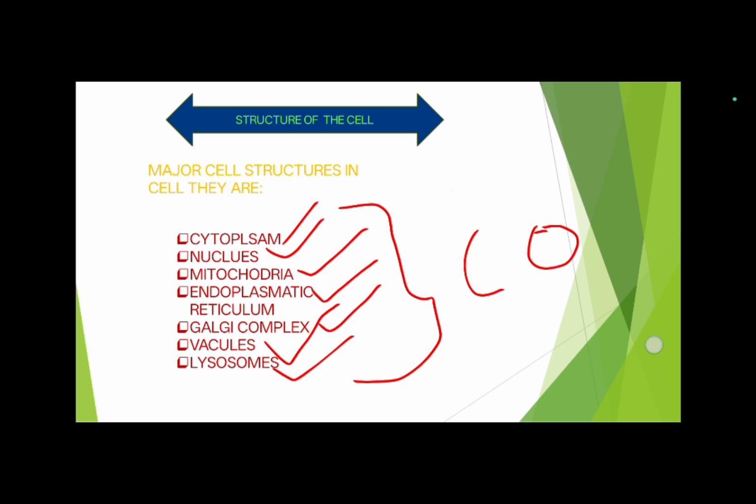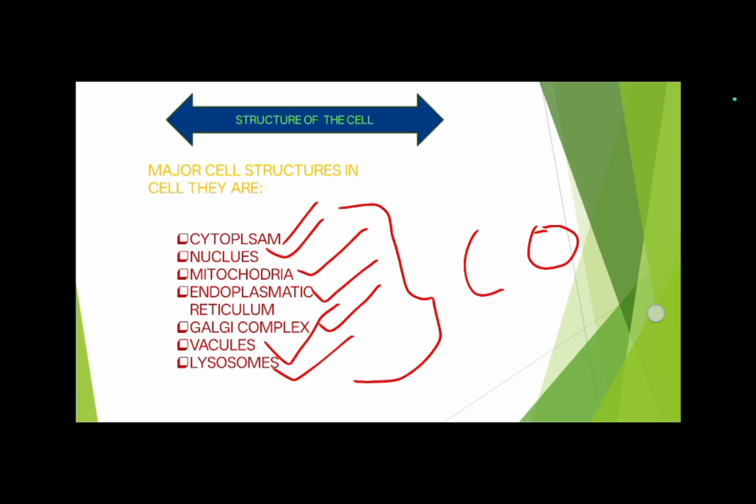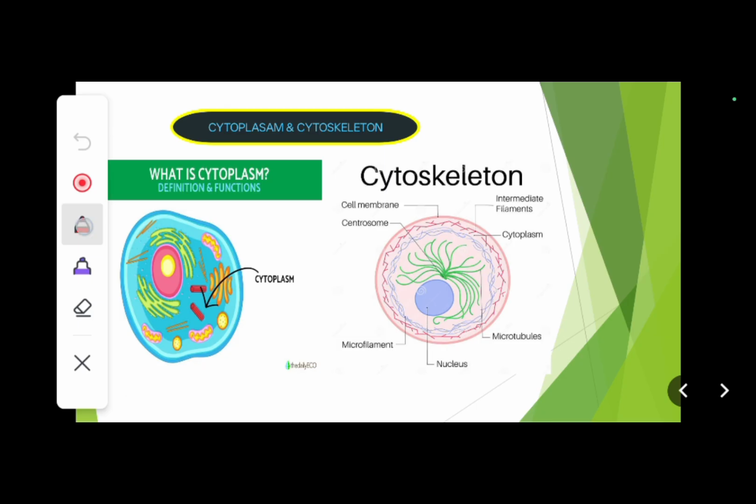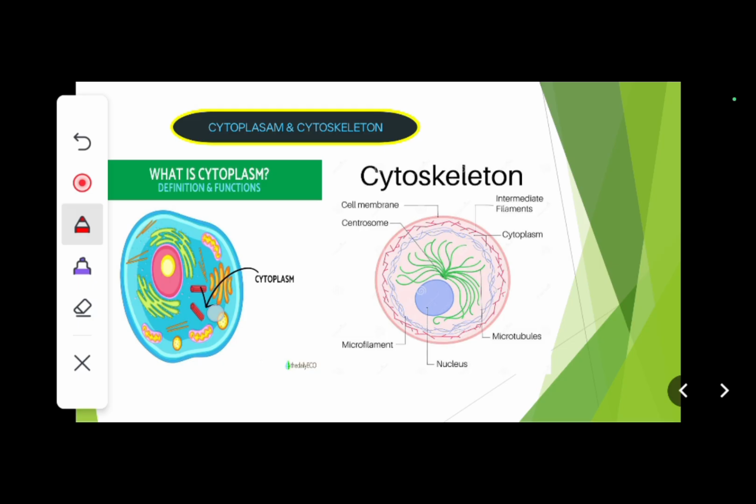So number one is cytoplasm. Cytoplasm is a fluid which is present inside the cell and which protects the cell organelles. It is a viscous fluid present inside the cell, protecting all the organelles present inside the cell. This is the major function of the cytoplasm. All these organelles float in the cytoplasm. Because of that, they are placed where they are present, and the cell gets some structure and shape through the cytoskeleton.